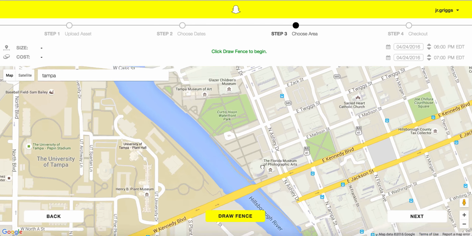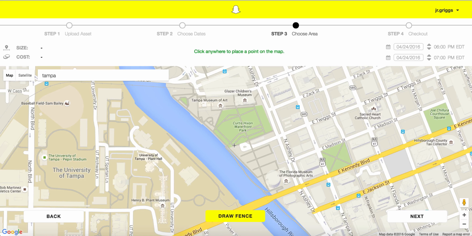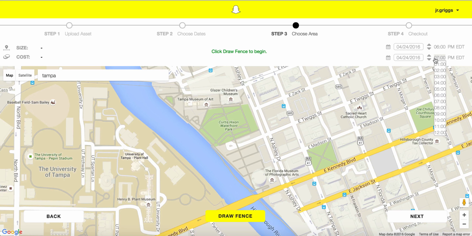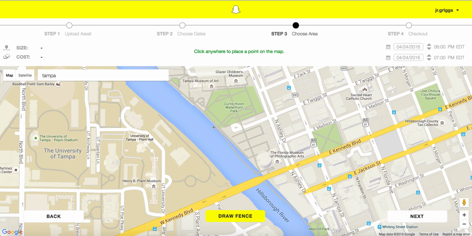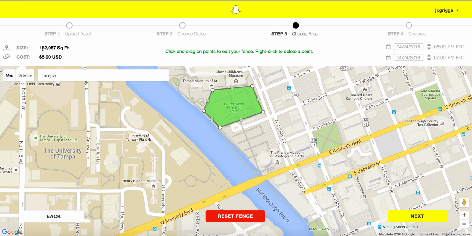Here is a park that recently I helped somebody create a fence for. If you come in here and draw a fence, and let me see if I've got the dates, I've got the 24th, which is like 2 days from now, 6 to 7 p.m. Let's click draw fence, and you just draw an area here. I'm just going to draw around the whole fence, set for about an hour. That's just about 182,000 square feet for $5. So it's way more than 20,000 square feet, right? But the lowest price I'm going to pay is $5.